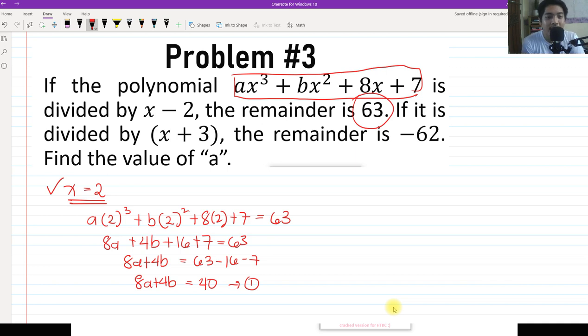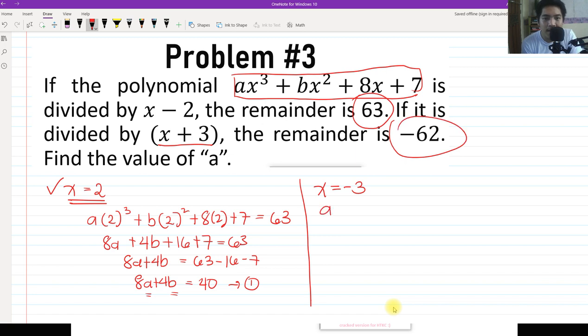We can simplify this by dividing both sides by 4, but we leave it as it is because the calculator will still get the same answer for A and B, whether it's simplified or not. Remember, this is the first equation. We have two unknowns, A and B, therefore we should have another equation, and that is given by this sentence. If it is divided by x plus 3, it means x is equal to negative 3, and the remainder is negative 62.